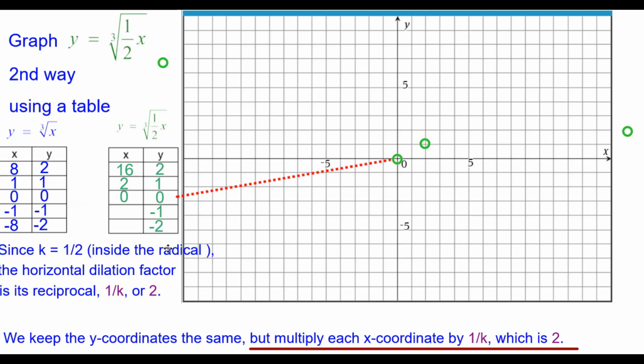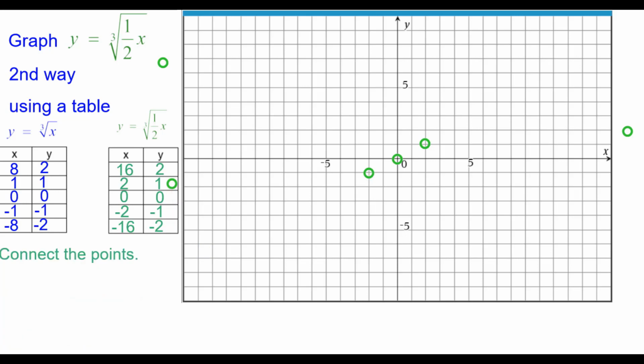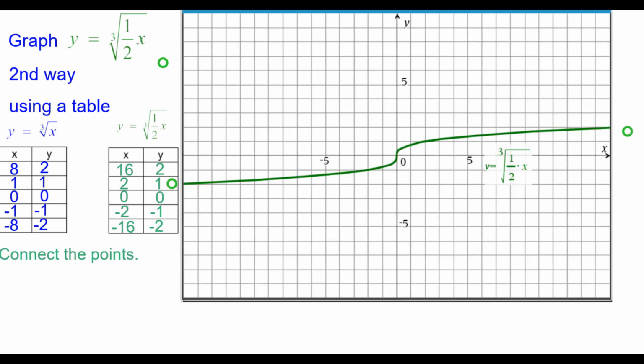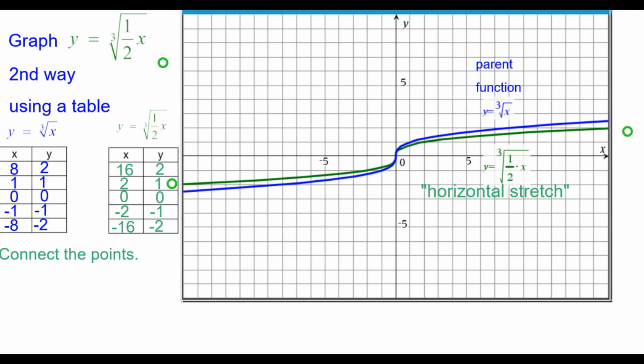Go ahead and finish the last 2 points. Press pause and resume when you're ready. So we're going to get -2, -1, and -16, -2, which turns up over here a little bit off my grid. Connect the points, and then comparing it to the parent function, from blue to green, it is a horizontal stretch.